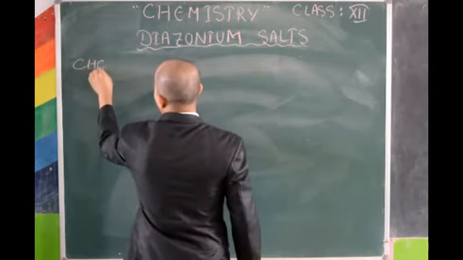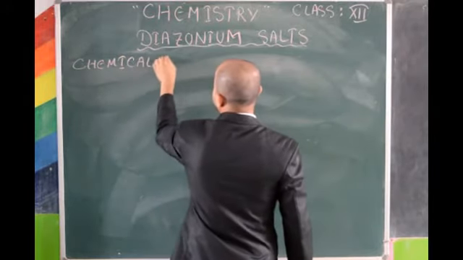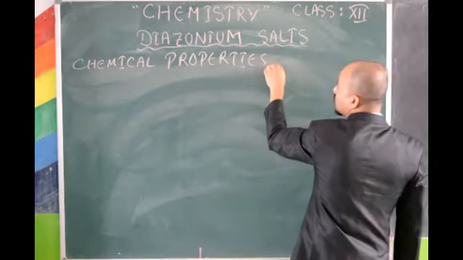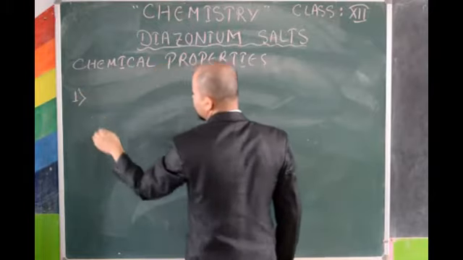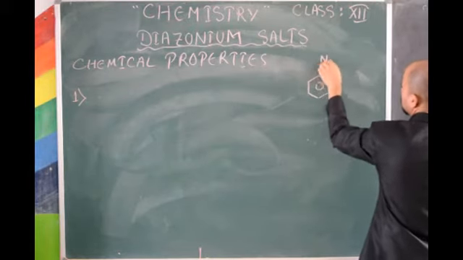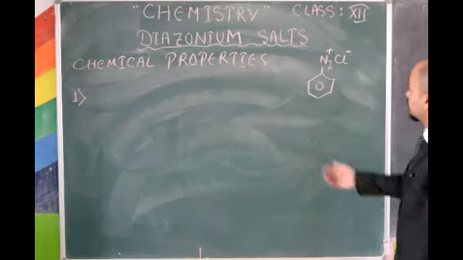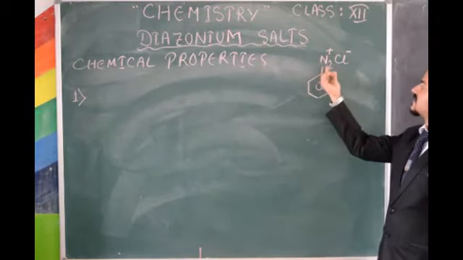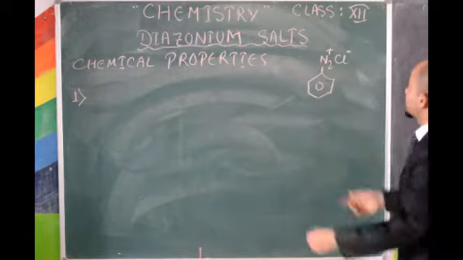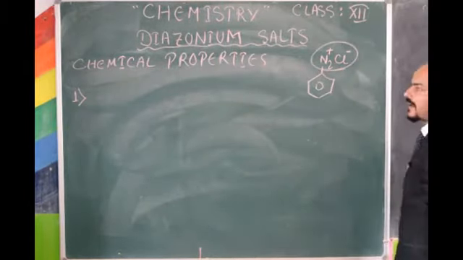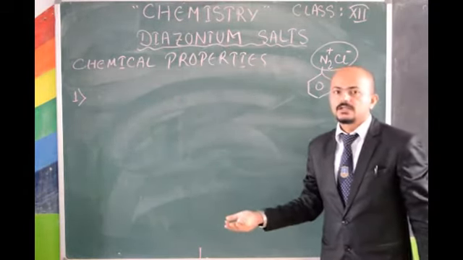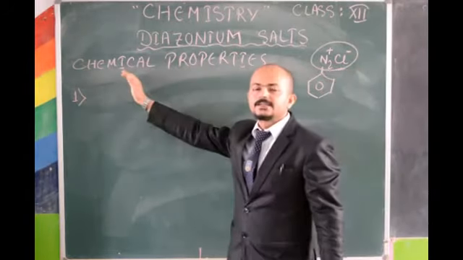Chemical properties. The first chemical property is, say here you have benzene diazonium salt and here it is chloride. This is benzene, this is 2 nitrogen, therefore it is diazonium chloride. Now this group as a whole can be replaced by different substituents like by hydrogen, by OH. All these things we are going to learn under chemical properties.